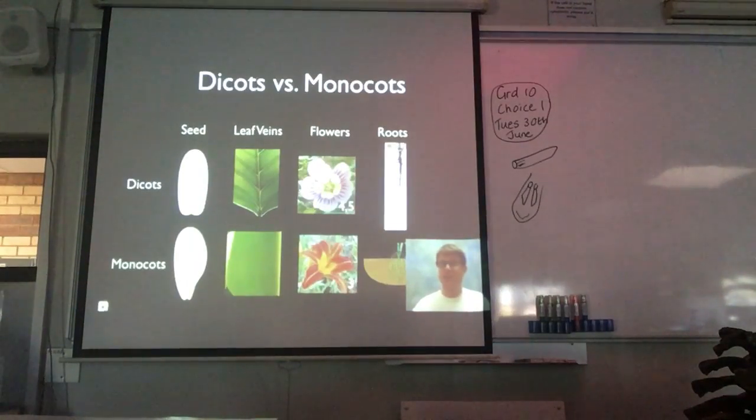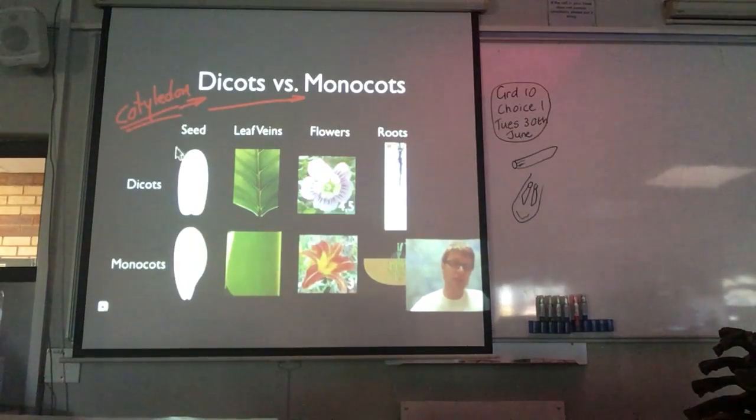And so basically everything I'm going to talk about for the most part is going to be angiosperm, so flowering plants. And flowering plants can be broken down into two different types, dicots and monocots. And so what is a cot? A cot is simply a cotyledon. And so a cotyledon is going to be a baby plant leaf.